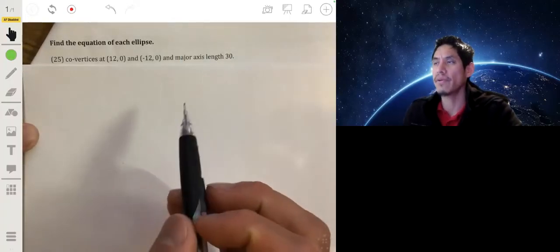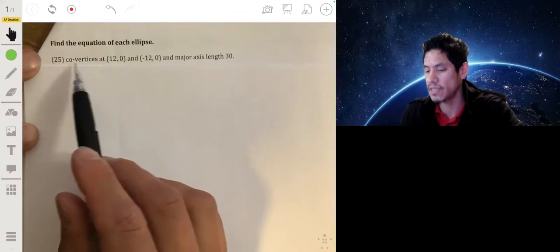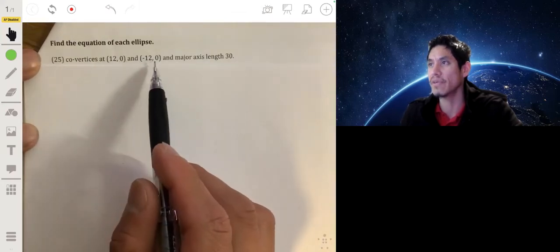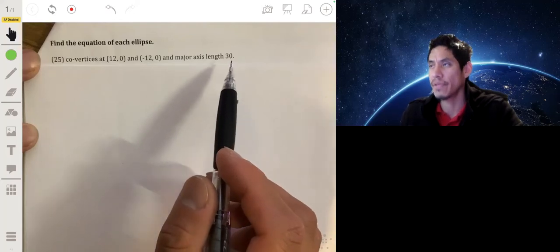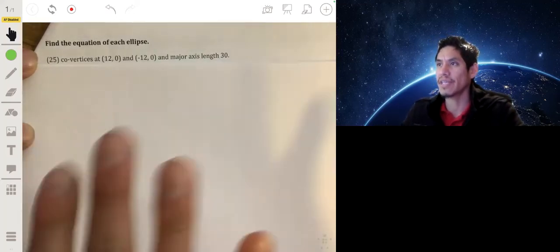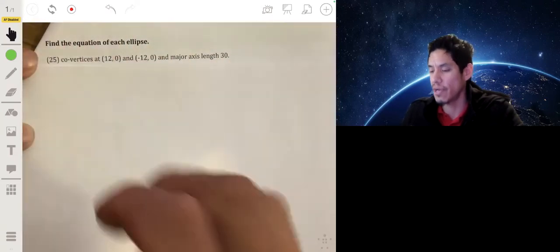All right, so we want to find the equation of an ellipse where the co-vertices are (12, 0) and (-12, 0), and the major axis length is 30. So what I would recommend is to first just draw a sketch of what this is showing.